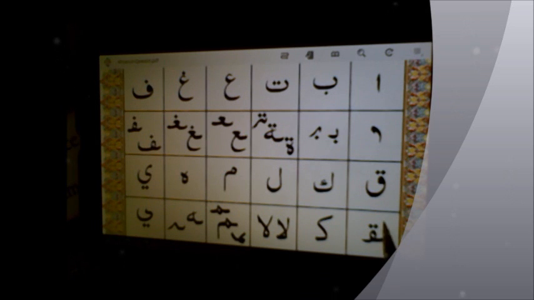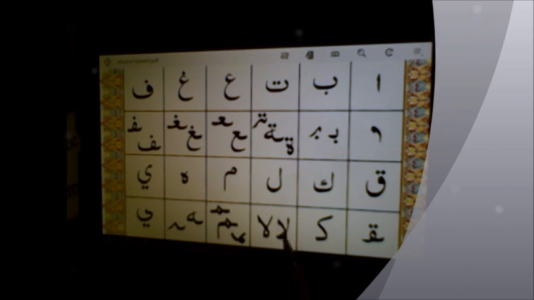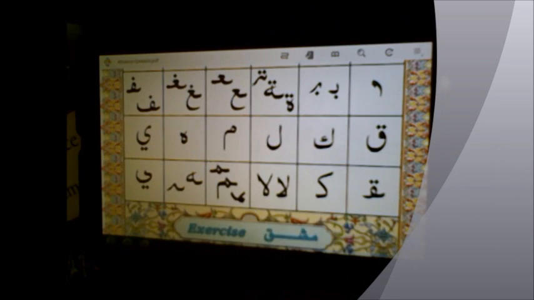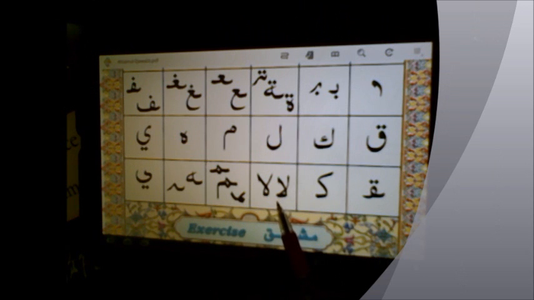Qaf would be the same as this at the end of a word, and this is in the middle of a word. Kaf. This is a small kaf, and this is usually at the beginning of a word, and also in the middle it will look like this. Lam, and this is actually not lam by itself. This is lam alif. This line over here is a lam, and this curling back is an alif. Same thing here, this is a lam, and this coming back is alif, and that would be pronounced la. This is lam, and this is lam alif.